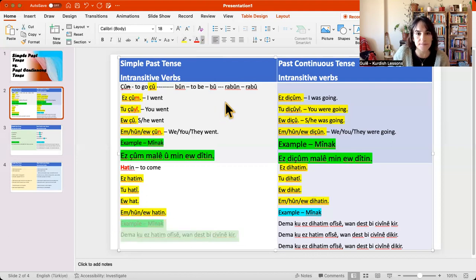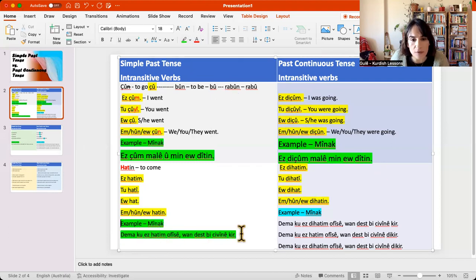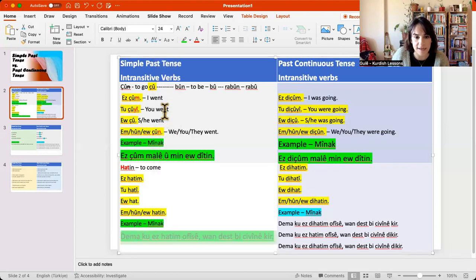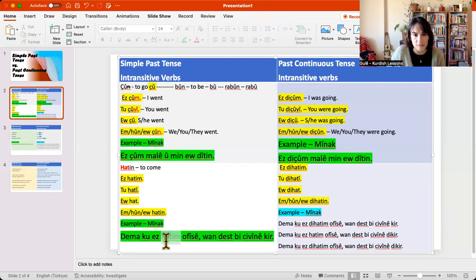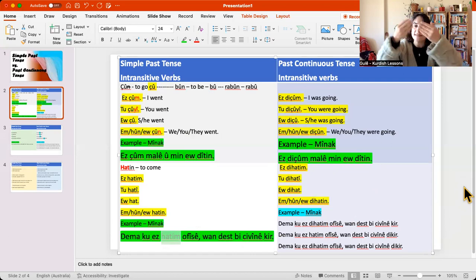So there is an example. It says, I will make it green. When I came to the office, they started the meeting. So I came and then they started, right? The meeting started after I arrived at the office. When I came, they started the meeting.